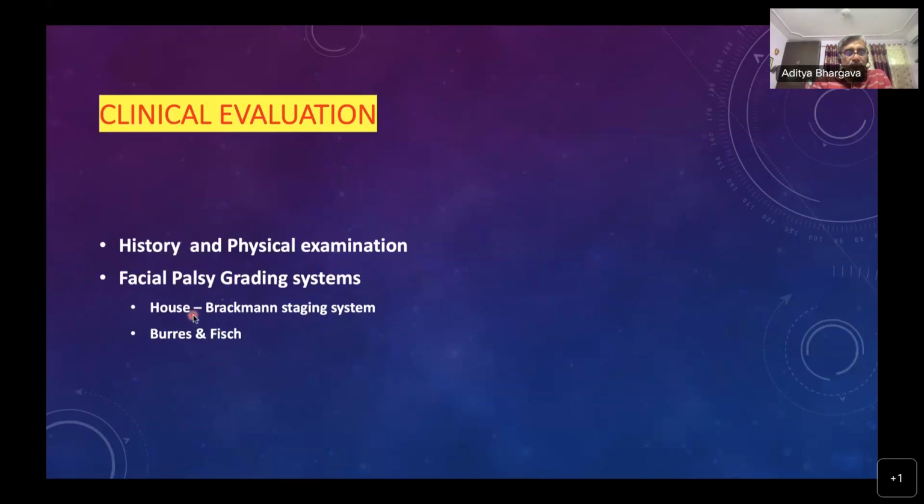Again, you can refer to it through the books so that you have to learn, you have to mug up what is grade 1, 2, 3, 4, etc. There is some mention of the Fisch classification, which is not very popular. What we follow is this House-Brackmann staging system.